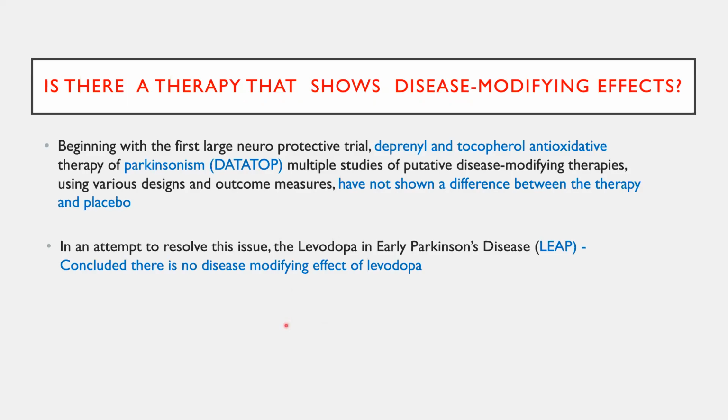Initially the thought was whether antioxidants or any minerals would benefit in Parkinson's disease. Many studies have been done, the DATATOP and other studies. They concluded that there is no role of any antioxidants or any neuroprotective agents in the management of Parkinson's disease, like any disease modifying drugs, in the prevention of progression of Parkinson's disease. Don't give any antioxidants.